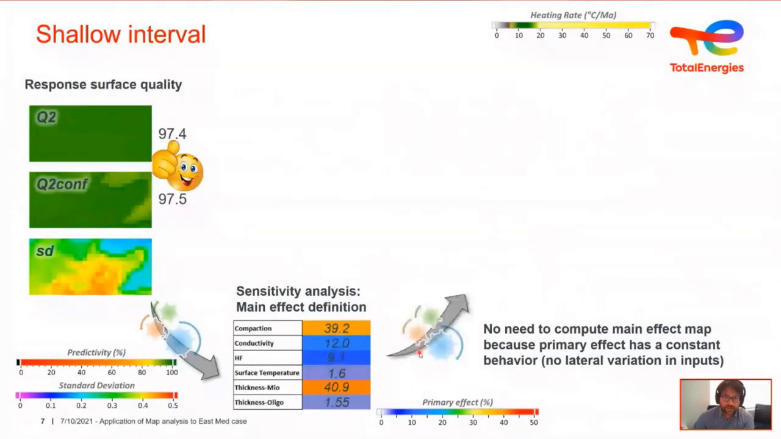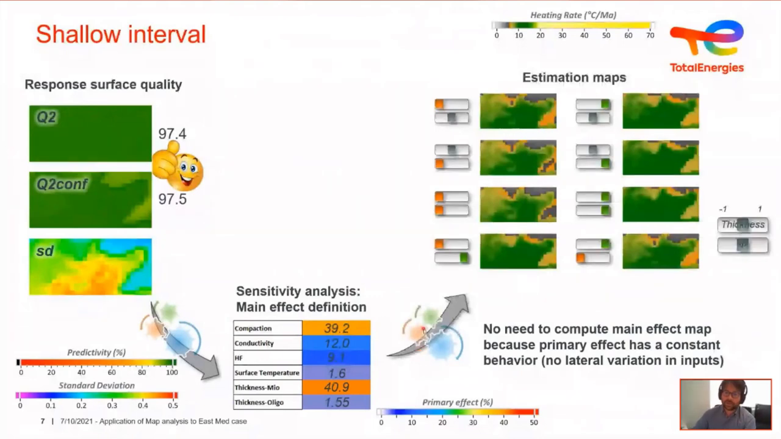But another very interesting tool of this CougarFlow new module is the estimation panel. With this estimation panel, you are able to directly compute the maps with a given value. Here I illustrated the variation: on top you have the thickness, below you have the porosity, and I made the variation from the -1 to the +1 values of the simulation initial values. And you can see the variations directly.